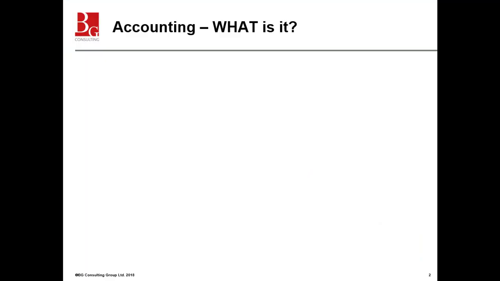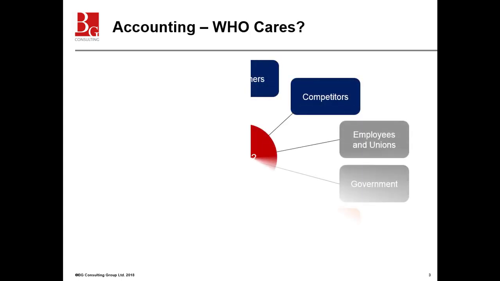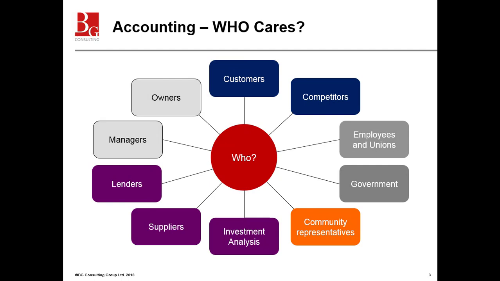First of all, what exactly is accounting? Well, one definition is the preparation and publication of useful information concerning the financial performance and position of an enterprise. And who exactly is interested in it? Well, you can see from this slide there are a range of interested parties, from customers and competitors of a company to employees and unions, the government, community representatives, investors and analysts, suppliers and lenders to a company, and the managers and owners.